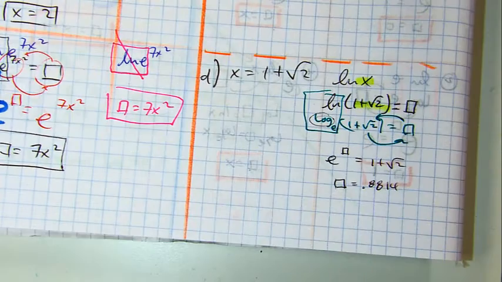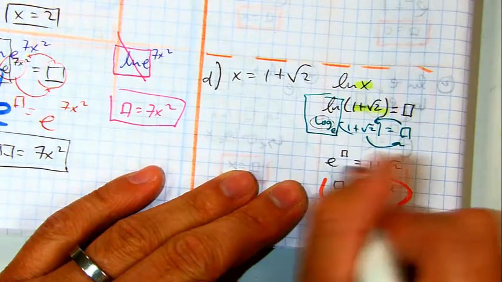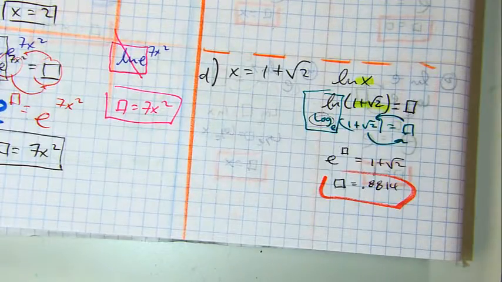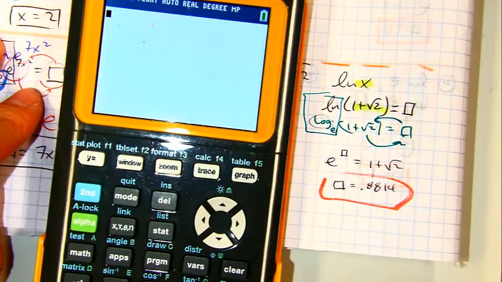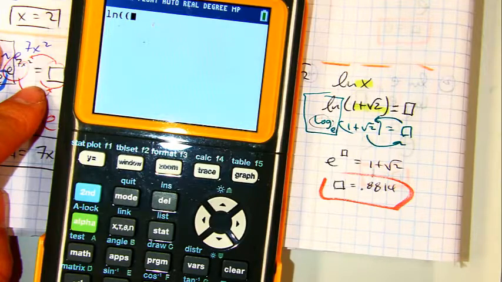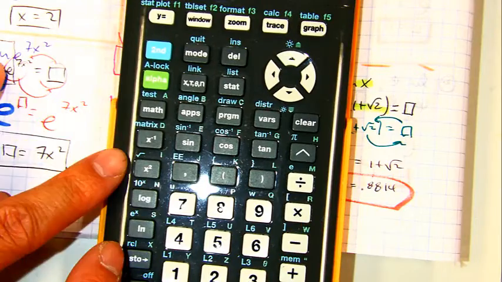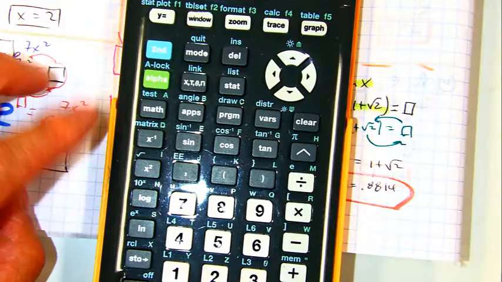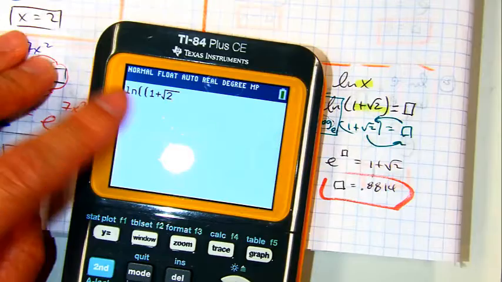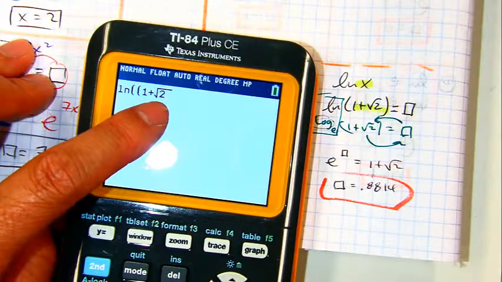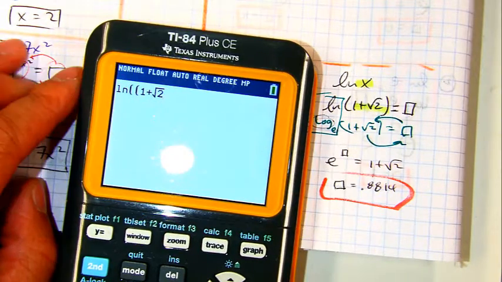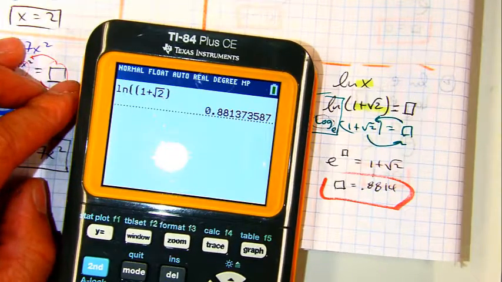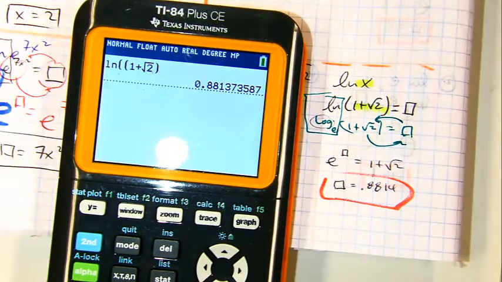Let's test it. So you can literally type in 1 plus radical 2. To get out of the inside, just press right, and it closes it. And that's our answer. Good job.